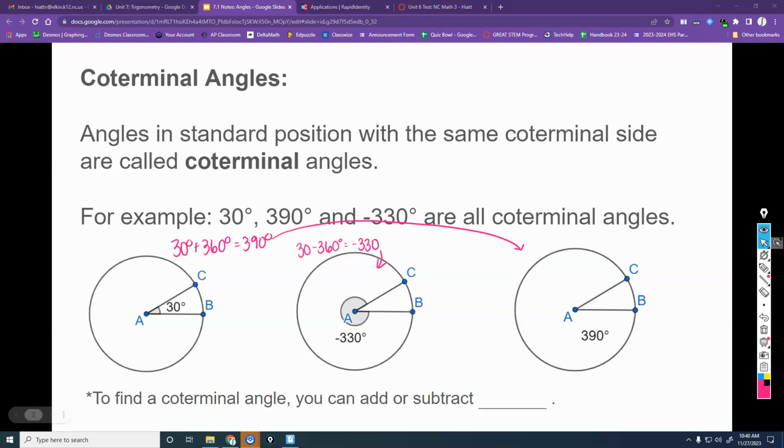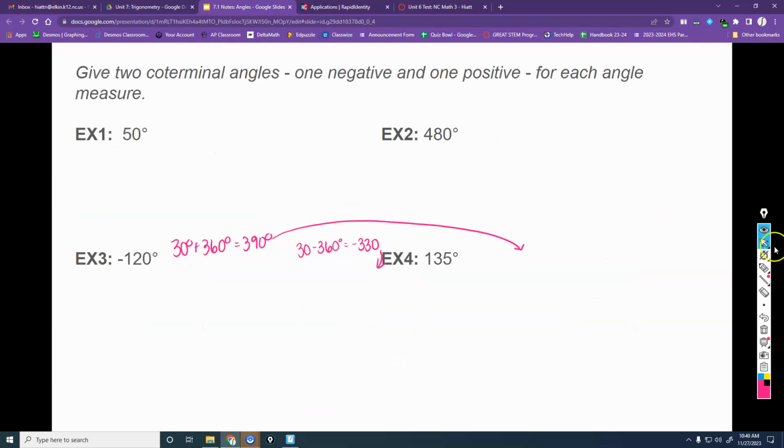Let's look at our next problems. Okay? All right, so there's some different ways that I'm going to ask you to do this. So for these problems, I have asked you to give me one negative and one positive coterminal angle for each angle measure. Okay? So it depends on what they have given you, whether you need to add or subtract, right?